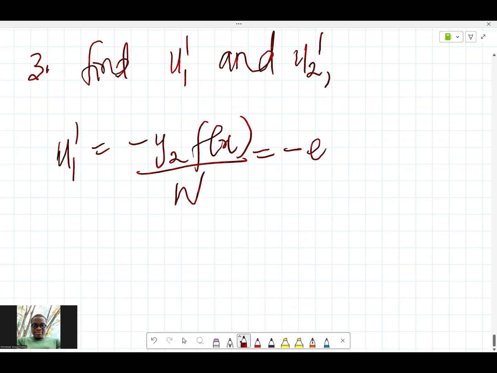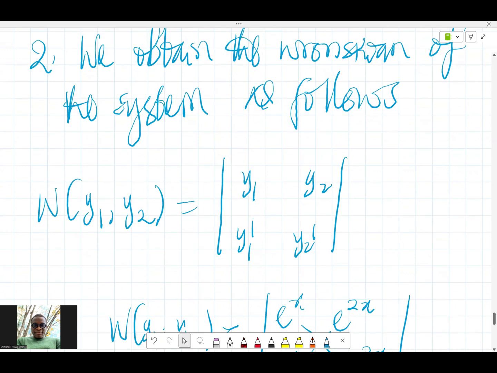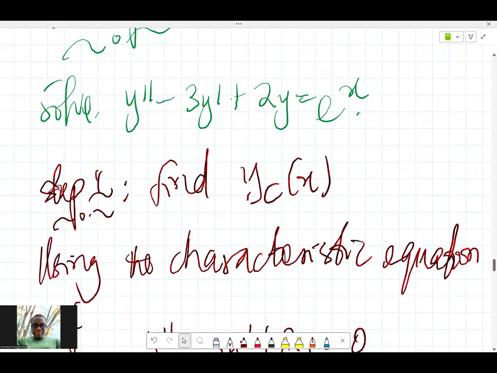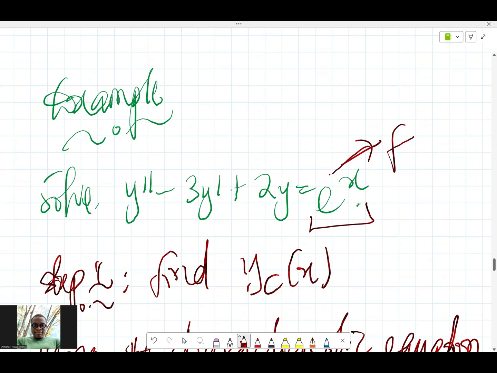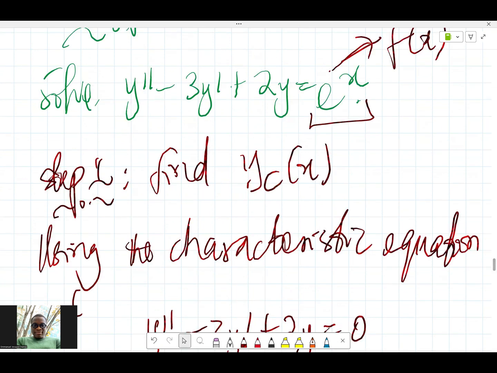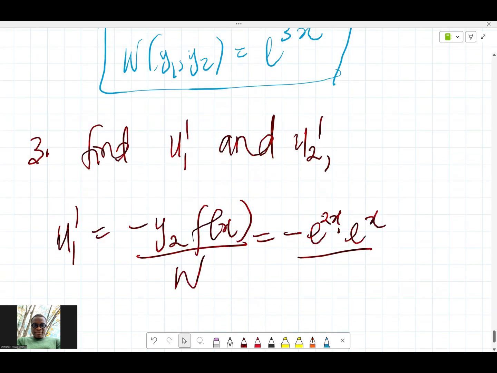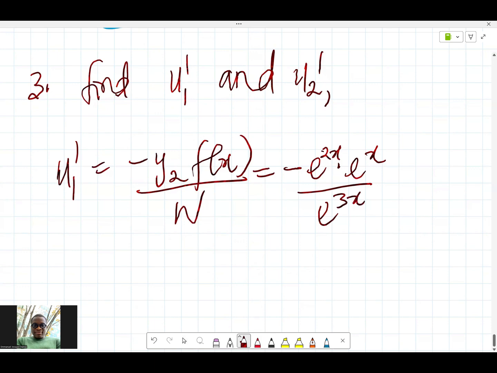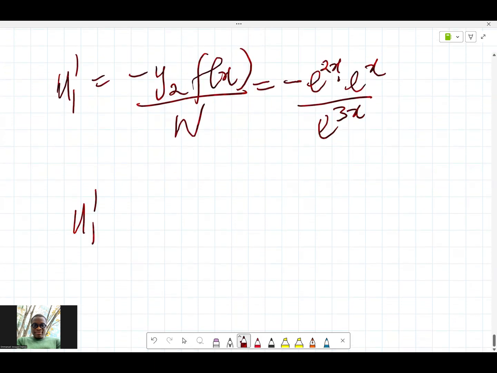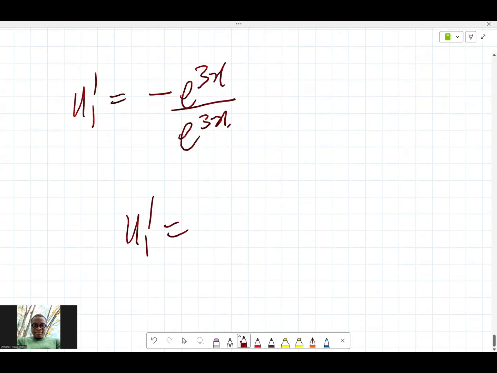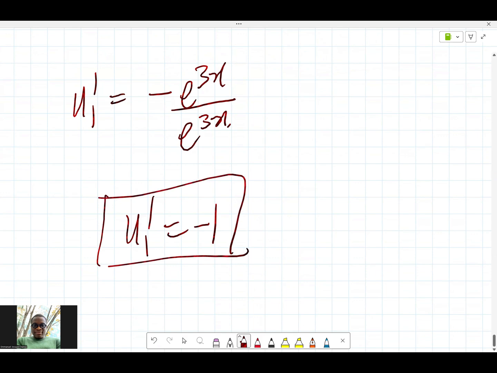So we have minus e raised power 2x dot f of x. f of x is the non-homogeneous part of the original expression. So this is our f of x here, right? It's e raised power x. So we have e raised power x all over the Wronskian, which is e raised power 3x. So we have u1 prime equals, if you put that together, minus e raised power 3x all over e raised power 3x. That means that u1 prime is equal to minus 1, okay? u1 prime is equal to minus 1.